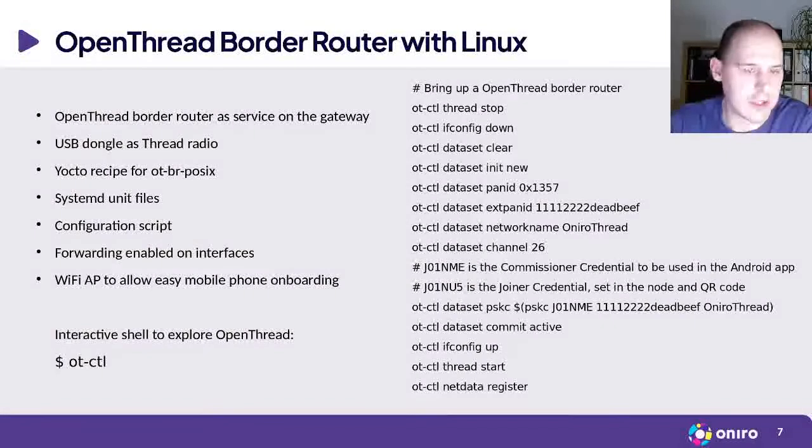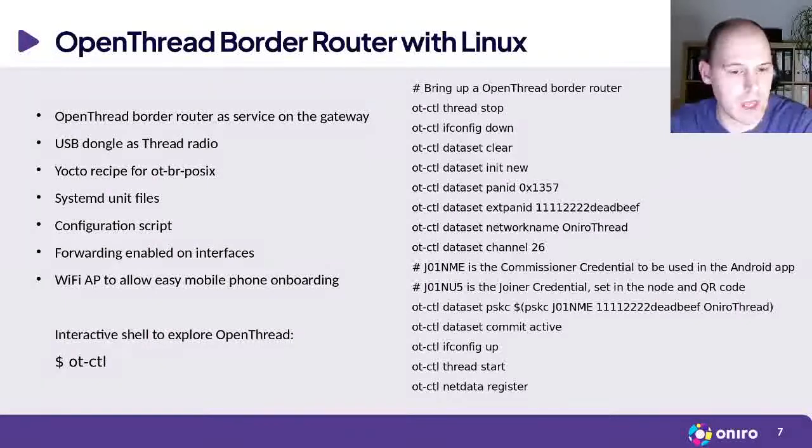Yeah, and then you have the usual things you need for your Linux router or gateway. We have forwarding on the interfaces, and then we also start up a Wi-Fi access point service to allow the mobile phone for the onboarding to directly connect to the gateway and so on.